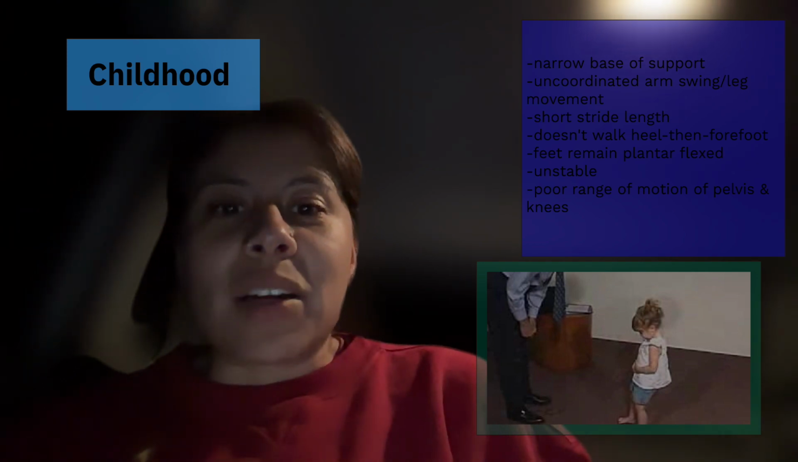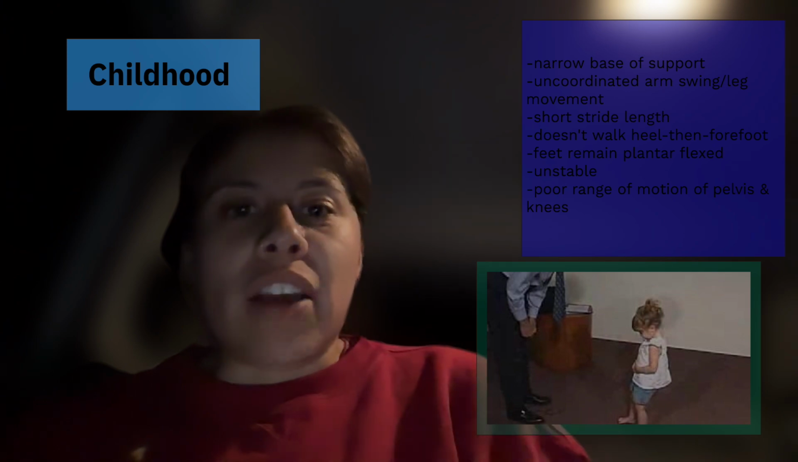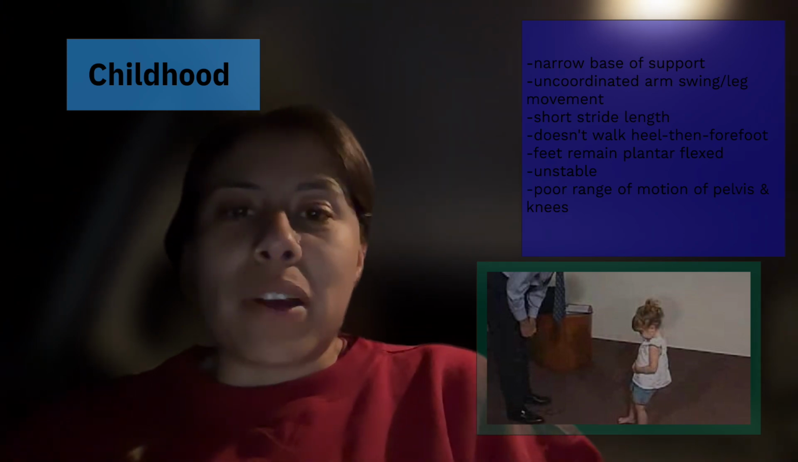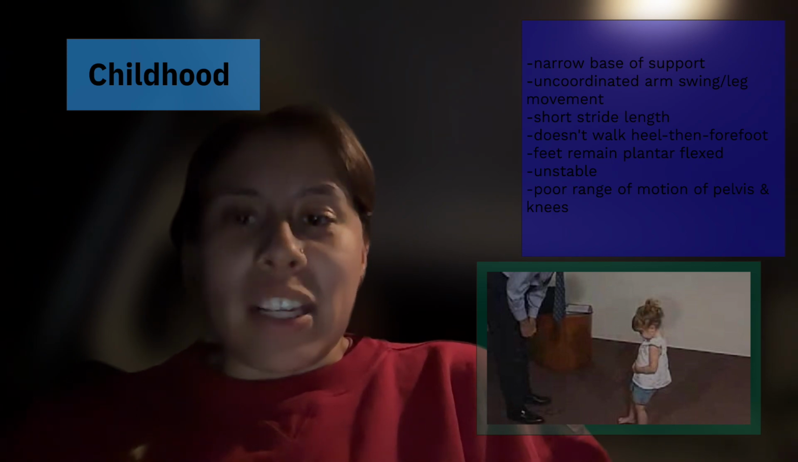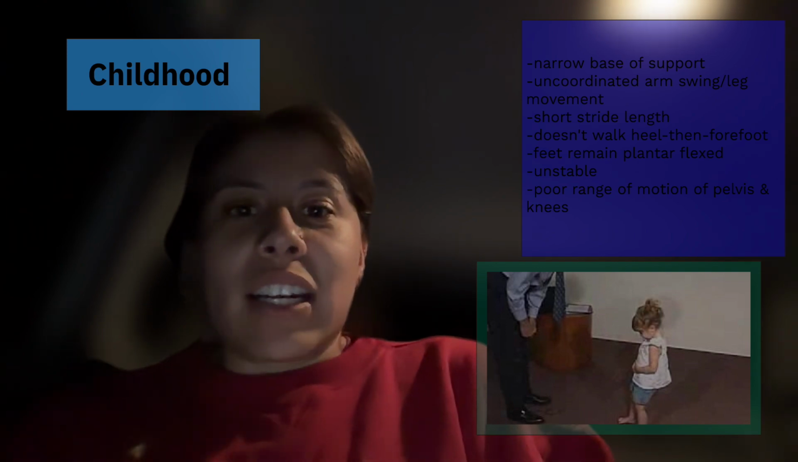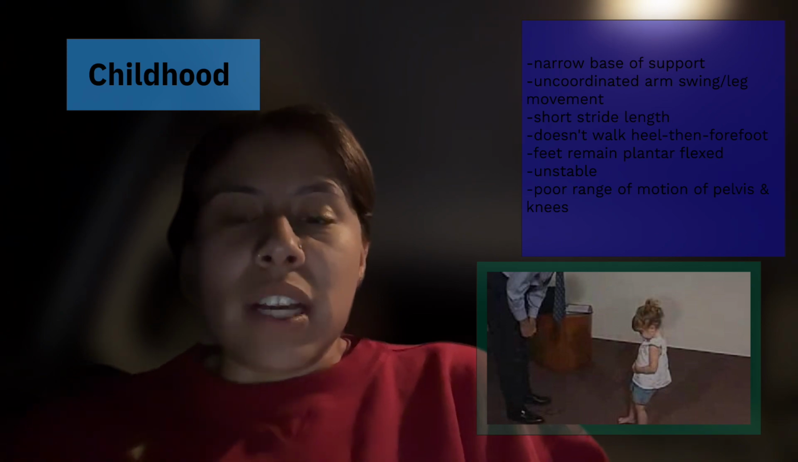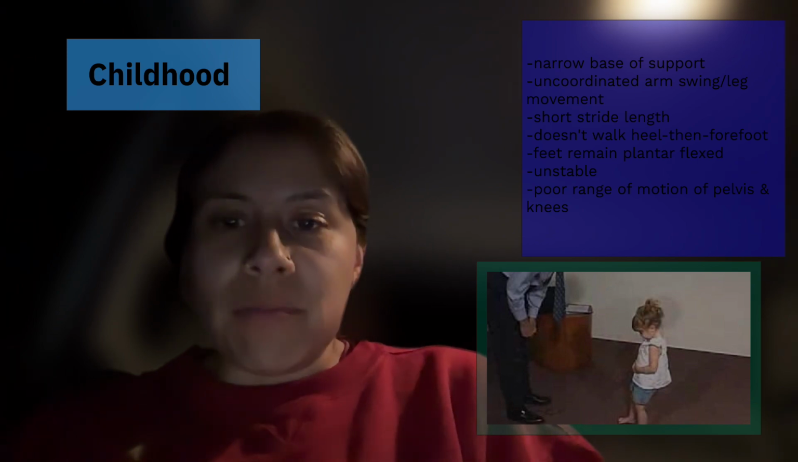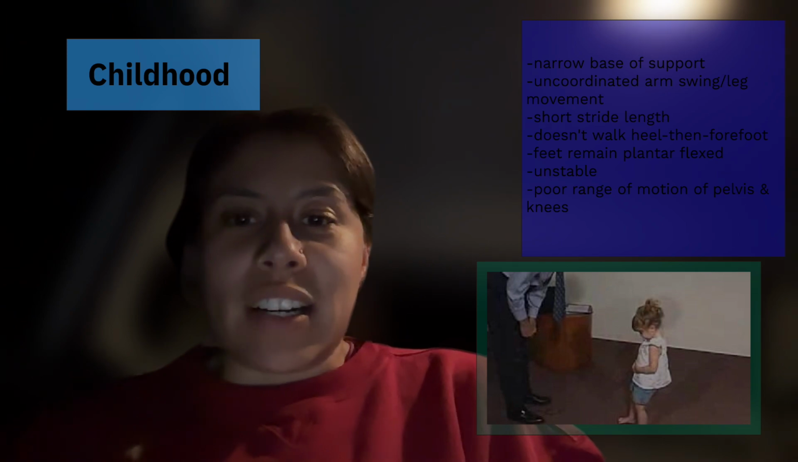In childhood, in the video that I've included, the child shows a narrow base of support as well. She does have uncoordinated arm swing and leg movement as well. She has a short stride length due to her short legs, and she actually doesn't walk heel then forefoot. She tends to remain plantar flexed in her ankle, which means that she's basically walking on her tippy toes the entire time.